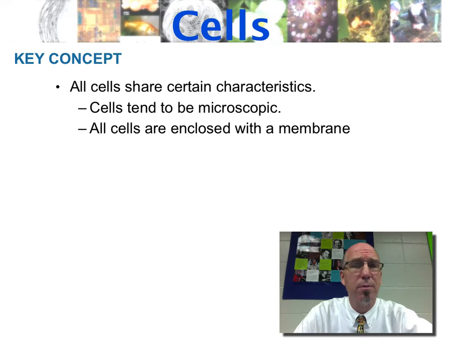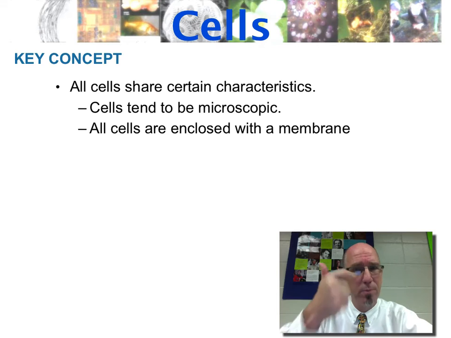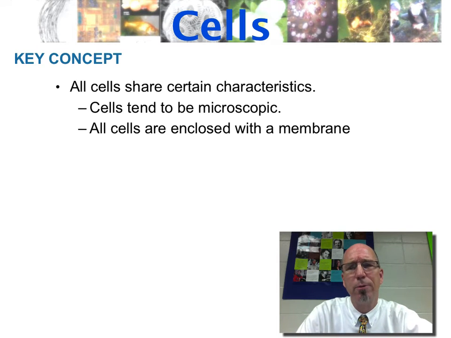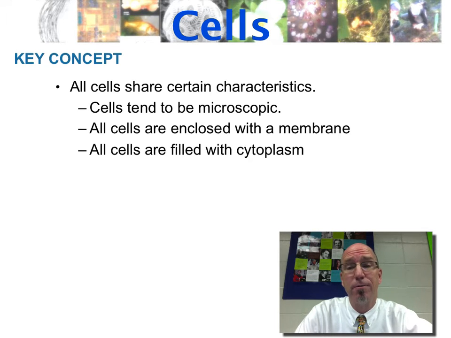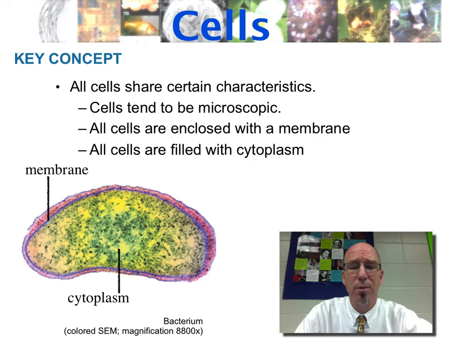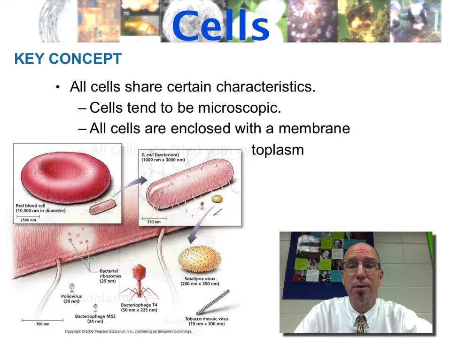All cells are enclosed in a membrane. We've talked about membranes, phospholipids, proteins. Membranes are ubiquitous. They're pretty much the same throughout all of the kingdoms of life. And cells are filled with cytoplasm. Cytoplasm is a complex network of molecules and mostly water, but that's the inside of cells. So cells have membranes and they have cytoplasm. Here's a bacteria that's been magnified thousands of times. It's very, very small, but it still has a membrane and it still has cytoplasm.